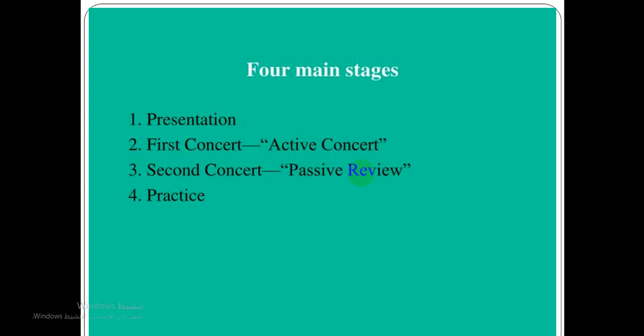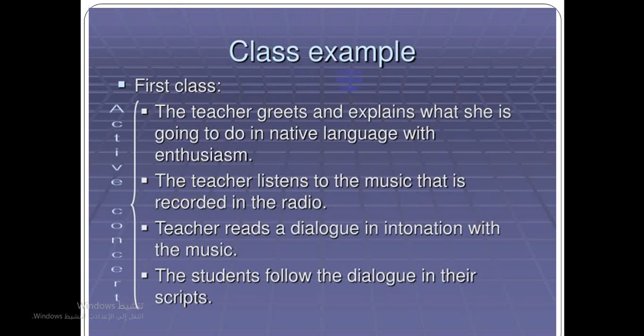This typically ends the class for the day. And the last stage of Suggestopedia is practice. In this stage, a range of games, puzzles, etc. are used to review and consolidate the learning.